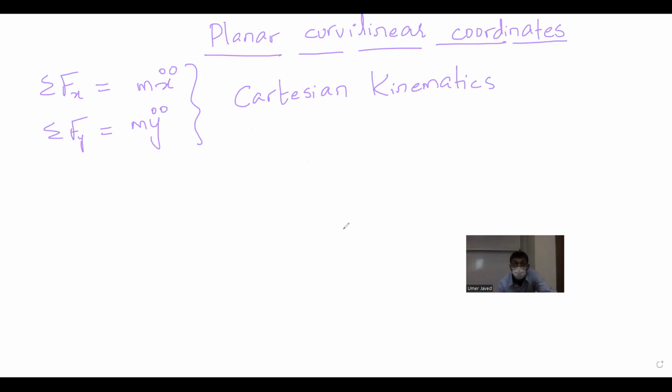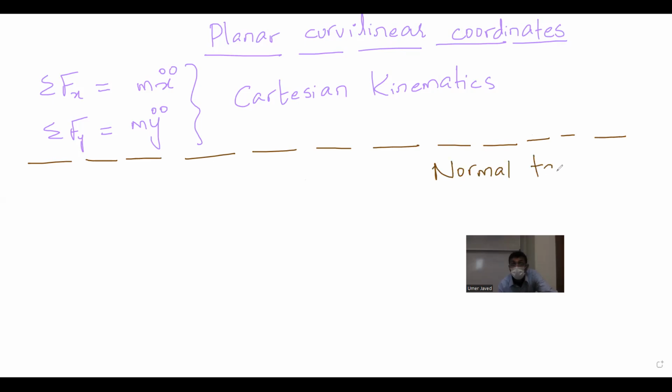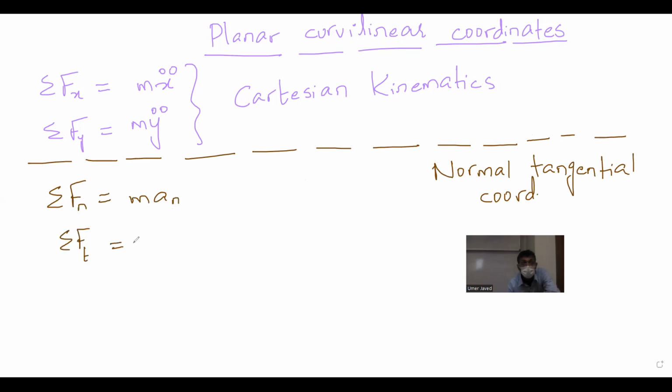Now, please remember that if you start using planar curvilinear coordinates, it will become a little hard for you. So we use what is known as normal tangential coordinates. For normal tangential coordinates, summation of forces in the normal direction is equal to m a_n, and summation of forces in the tangential direction is equal to m a_t.